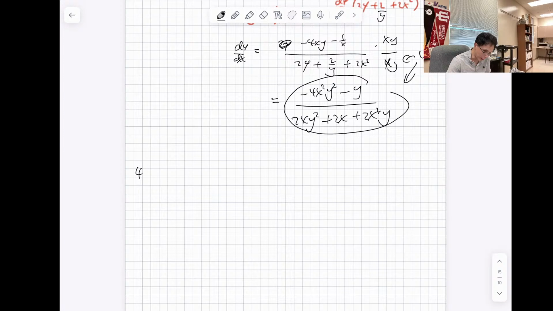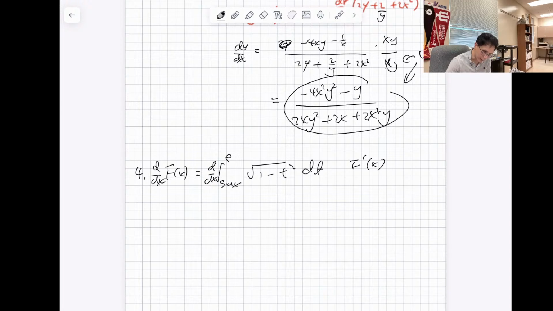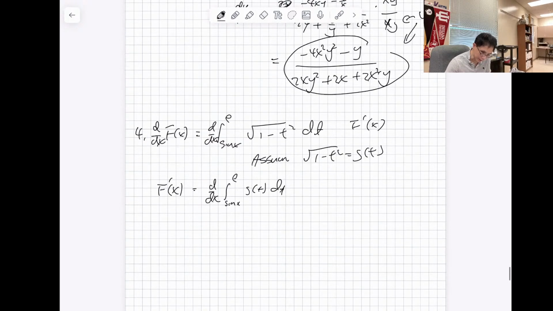Question 4. F of x equal to the integral from sine of x to e of square root of 1 minus t squared. This question has been asked several times already. So if I take a derivative here, I'm going to assume square root of 1 minus t squared is equal to g of t. So f prime of x is equal to d/dx of the integral from sine of x to e of g of t dt. And that's going to be g of e minus g of sine of x, and d/dx here.